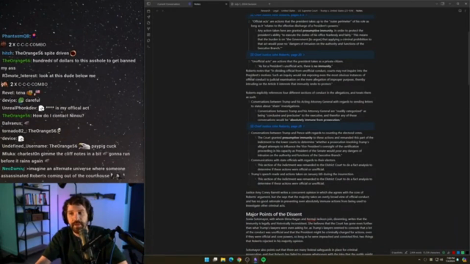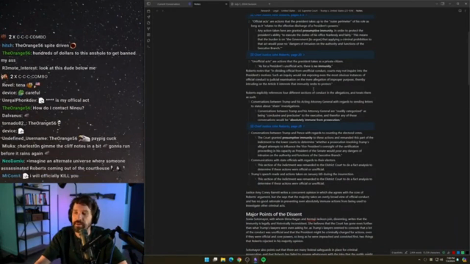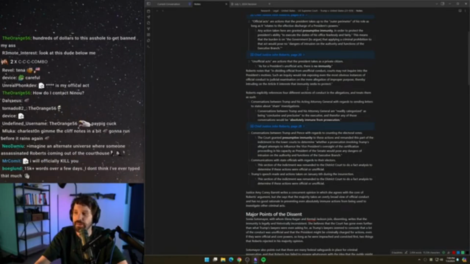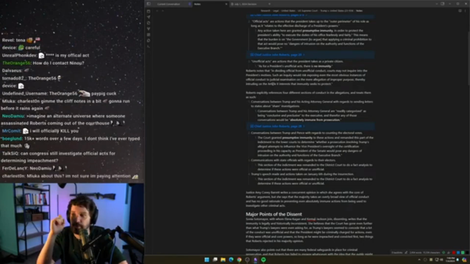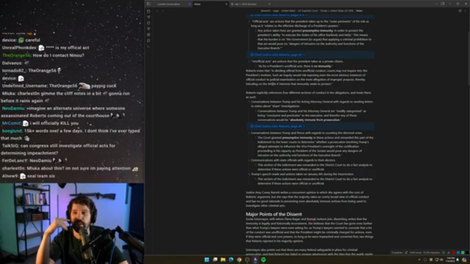Roberts will go on in his opinion to reference 4 different categories or sections of conduct that are in the indictments against Donald Trump, and he treats each of them as such. So conversations between Donald Trump and his acting attorney general with regards to sending fake letters.